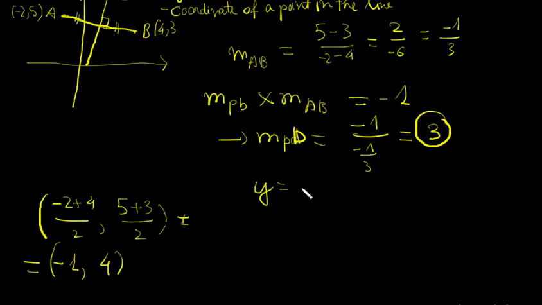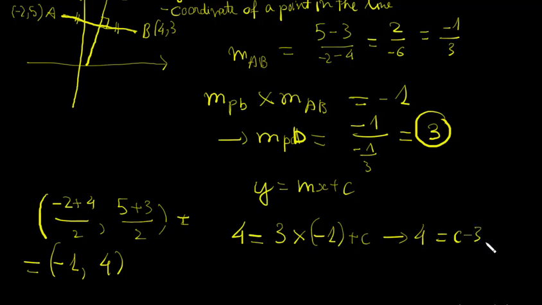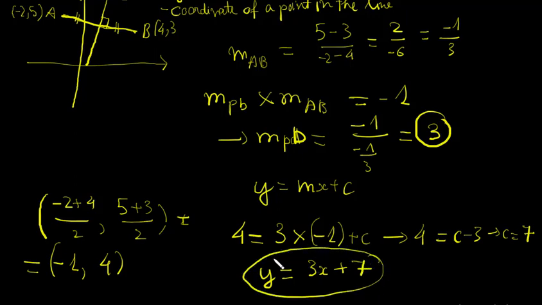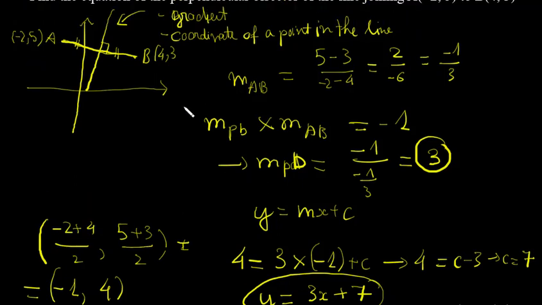We apply what we did before, y equals mx plus c. Substitute it in here. 4 equals m, which is 3, multiplied by x, which is -1, plus c. So 4 equals c minus 3, c equals 7, and y equals 3x plus 7. So this is the equation of the line, the perpendicular bisector of the line AB.